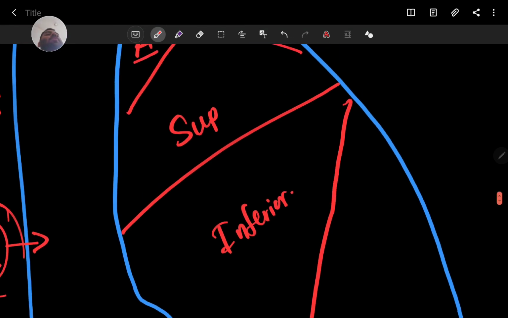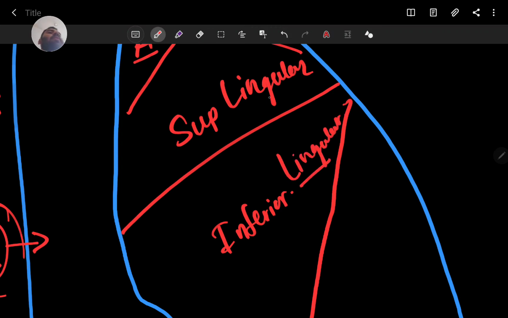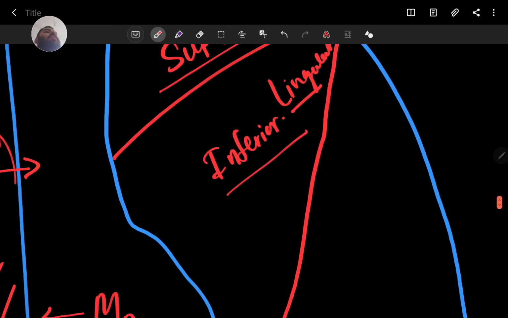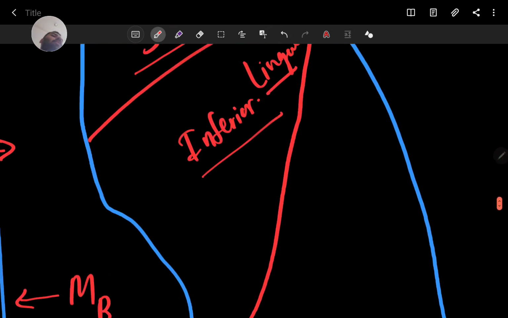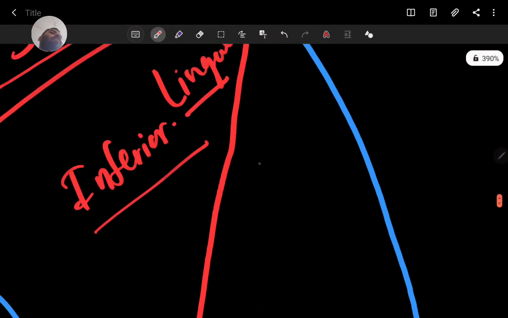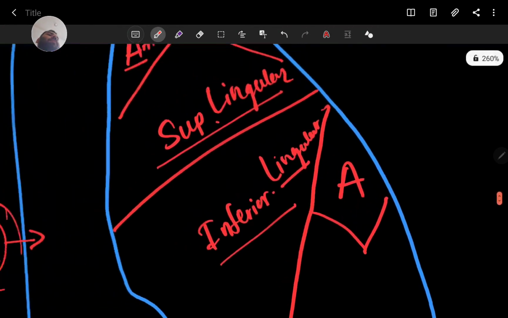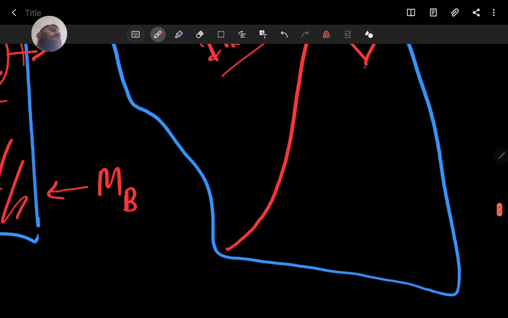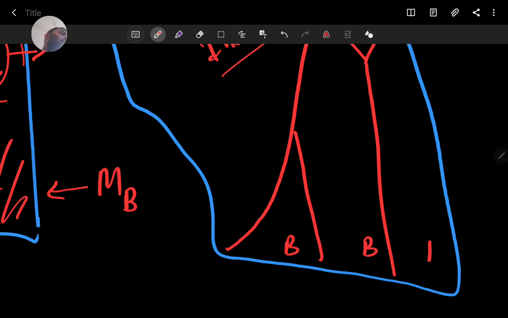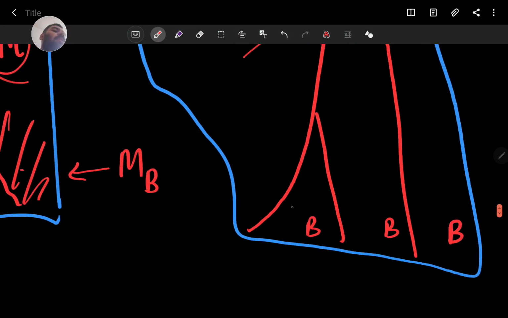You have to use a special word which is lingular: superior lingular and inferior lingular segment. Now here in the lower lobe, again you have the same thing, apical, which makes everything below basal. You have three basal segments. This one is, as usual, the anterior, then you have the posterior, and here you'll have lateral.